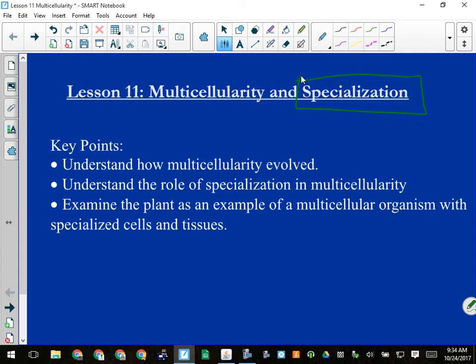So this is one of the big parts: understand the role of specialization in multicellularity. We're going to look at the leaf as a prime example of that because you just looked at it under the microscope yesterday, right? So you'll see the different kinds of cells, and look at the plant as an example of a multicellular organism.